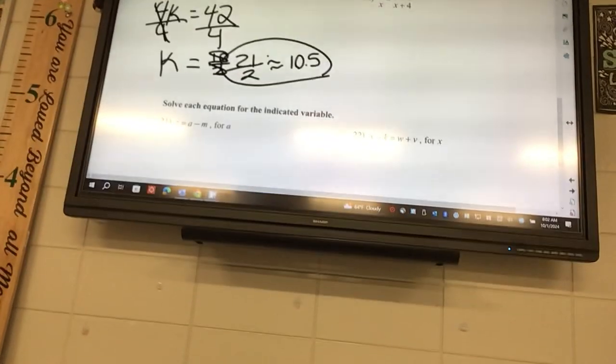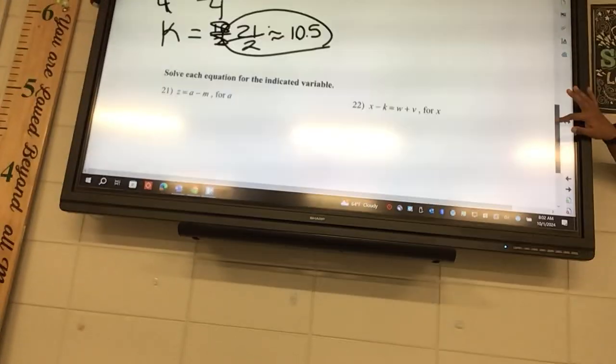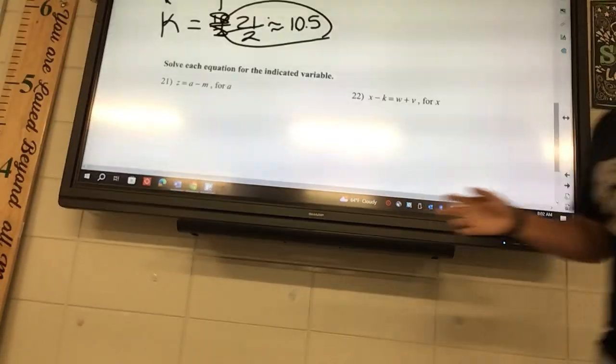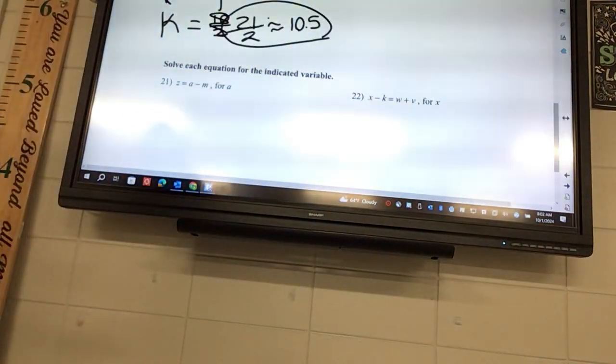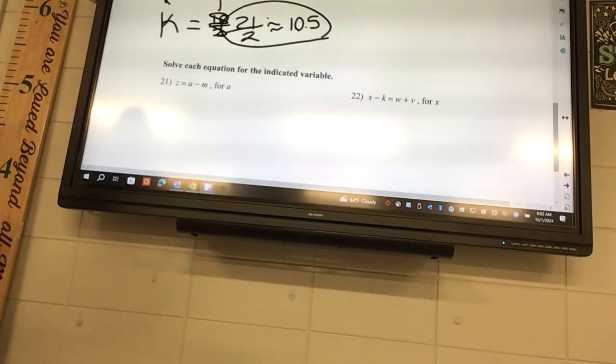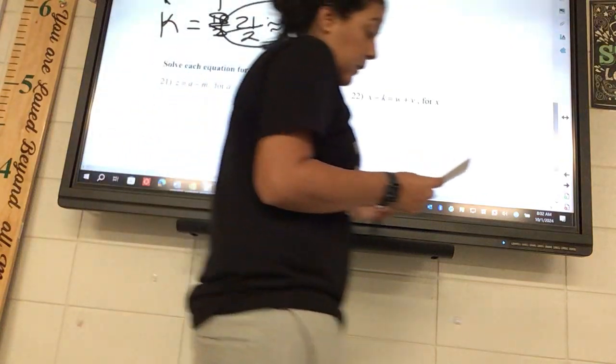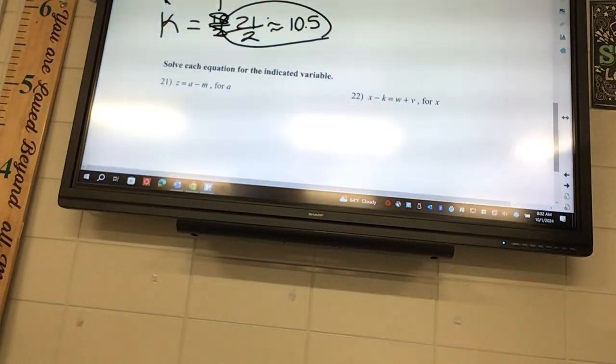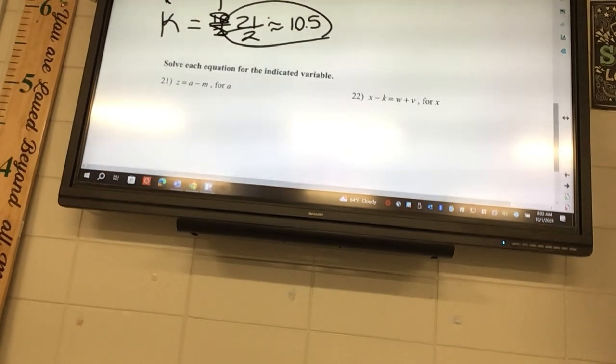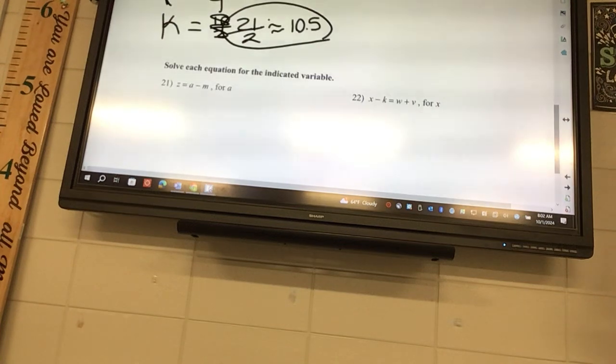Okay, 21. It says solve for what? Solve for A. So we're going to solve for A. What is on the A side that needs to be moved? The negative m.